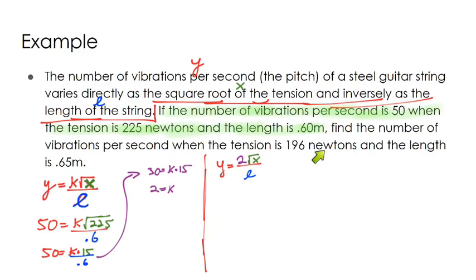Now that I have that K value, we can actually answer this last question. It says, find the number of vibrations per second, in other words, the Y, we're trying to find the pitch, when the tension is 196 and the length of the string is 0.65. So all I would do at this point, we have everything we need. This is just a big thing that needs to get punched into your calculator. And once you do that, you should get roughly 43.08. And don't forget what we're actually looking for. It says the number of vibrations per second. So that would be 43.08 vibrations per second.